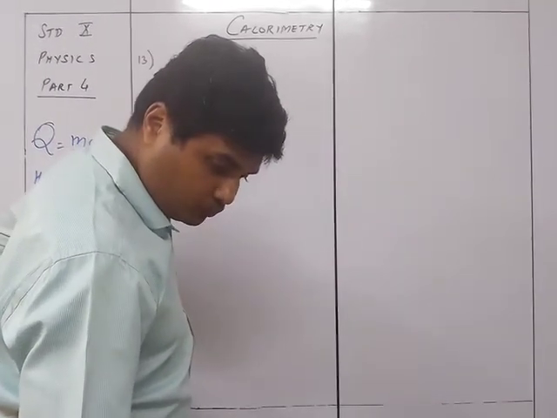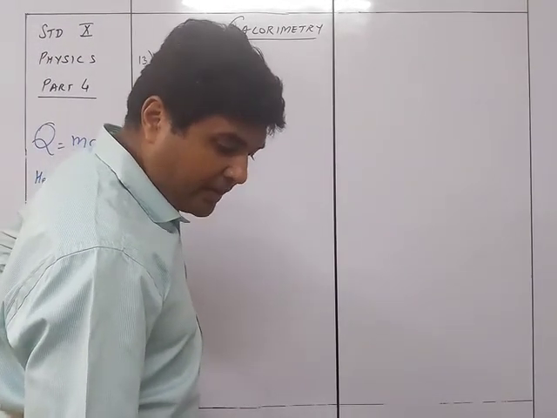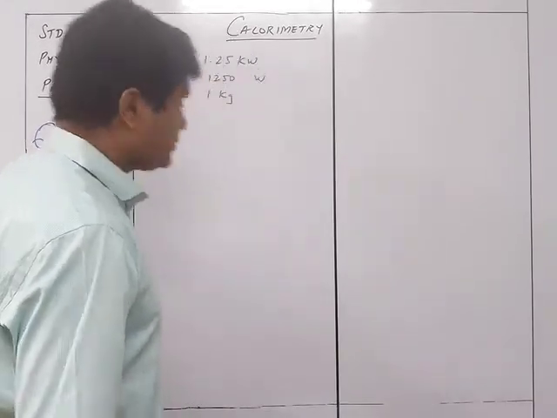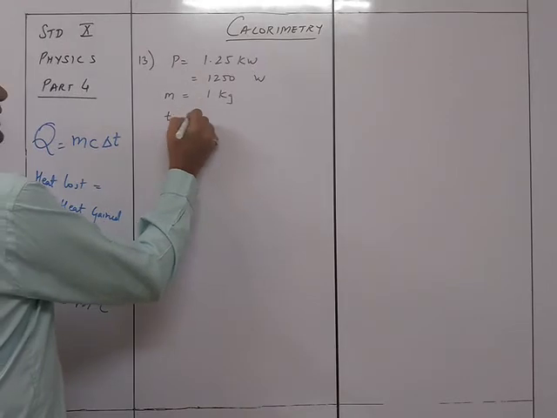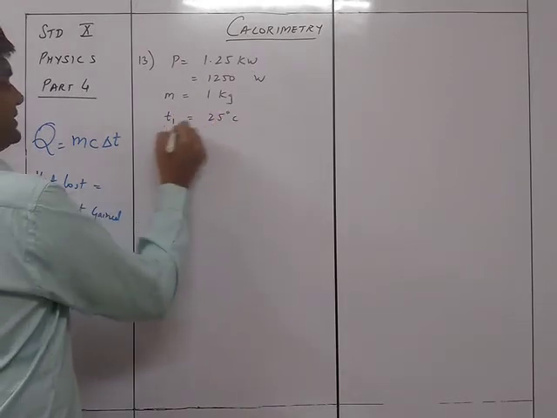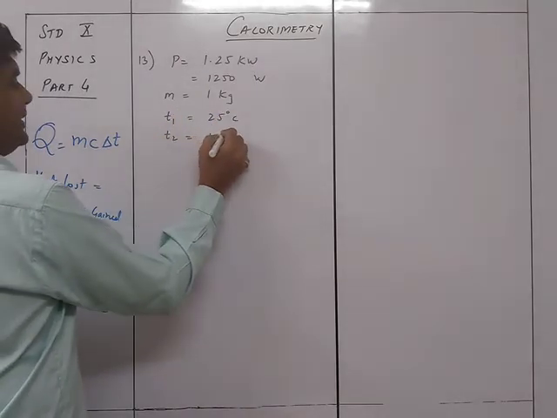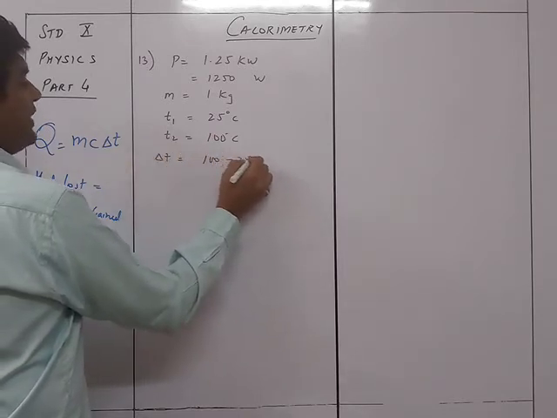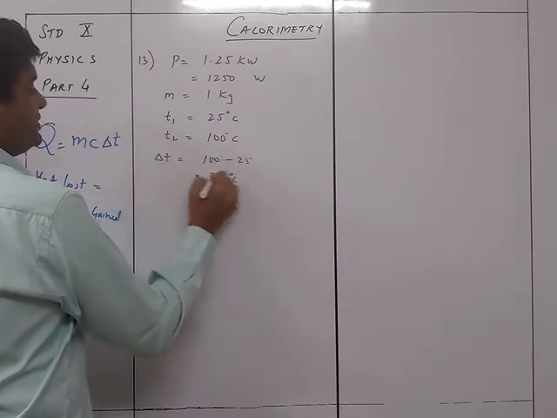Calculate the time taken for the temperature of water to rise from 25 degrees Celsius to boiling point. So T1 is equal to 25 degrees Celsius and T2 is equal to 100 degrees Celsius. So delta T is equal to 100 minus 25, which is equal to 75 degrees Celsius.